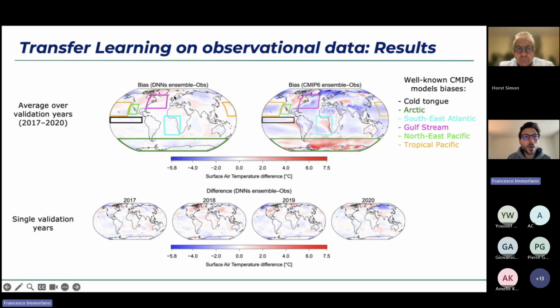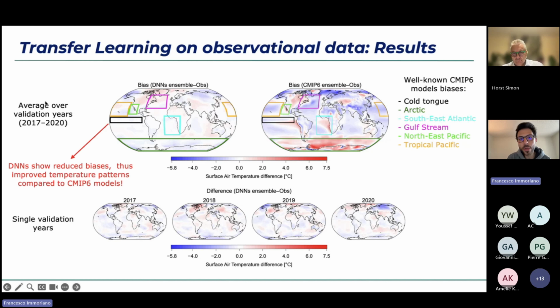We highlighted some of the well-known biases in CMIP6 models, and we can see that all of them are heavily reduced by the DNNs. This is the same map, just plotted in each single validation year. This is just averaged over these years. So again, these biases appear strongly reduced compared to the counterpart.